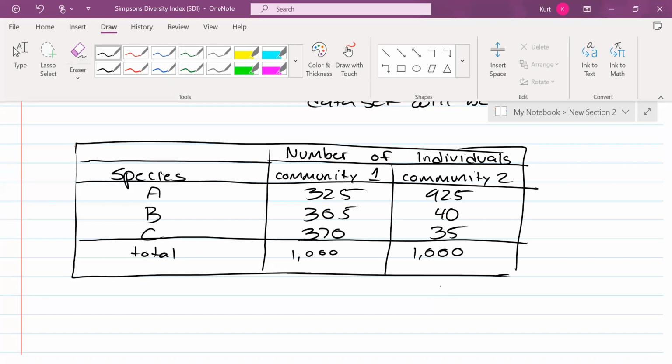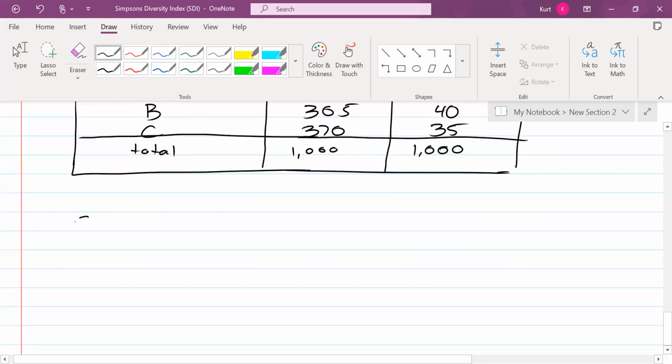Because if you look at community two, by far the majority of the population is species A. That's not very diverse. But here's how you solve it. Here's your equation. SDI is Simpson's diversity index. The equation is one minus the summation of little n over big N squared.